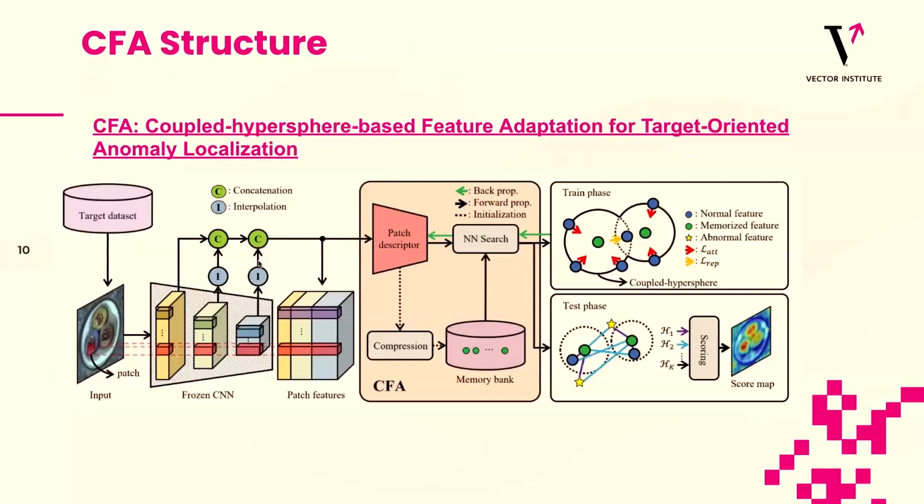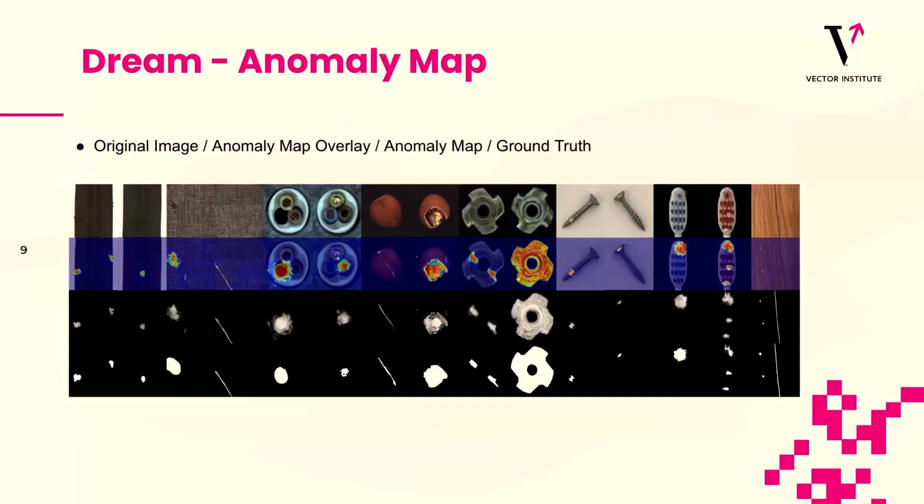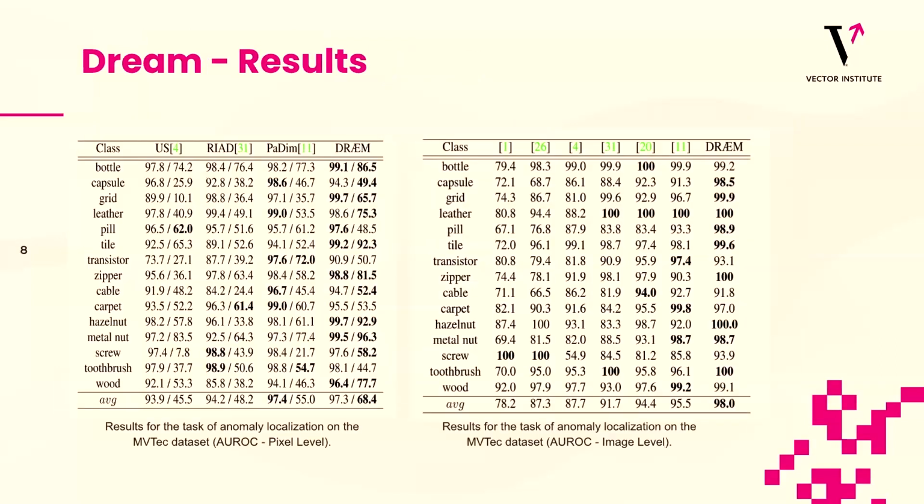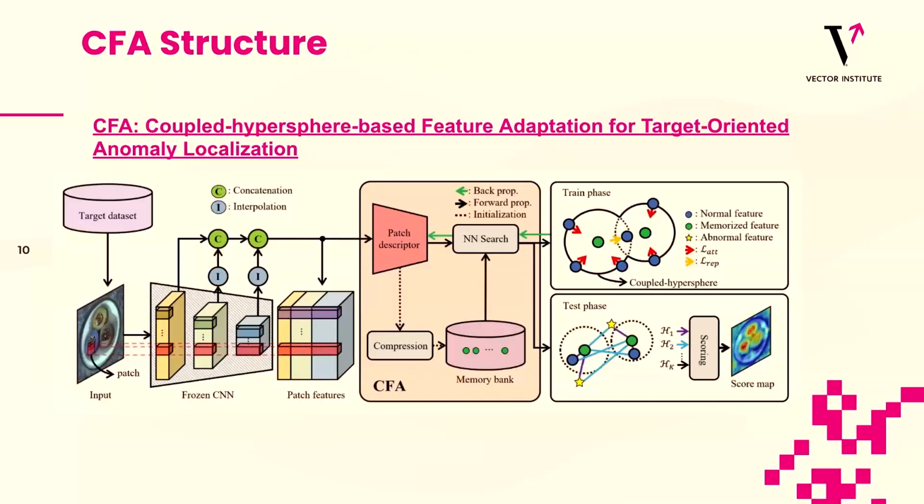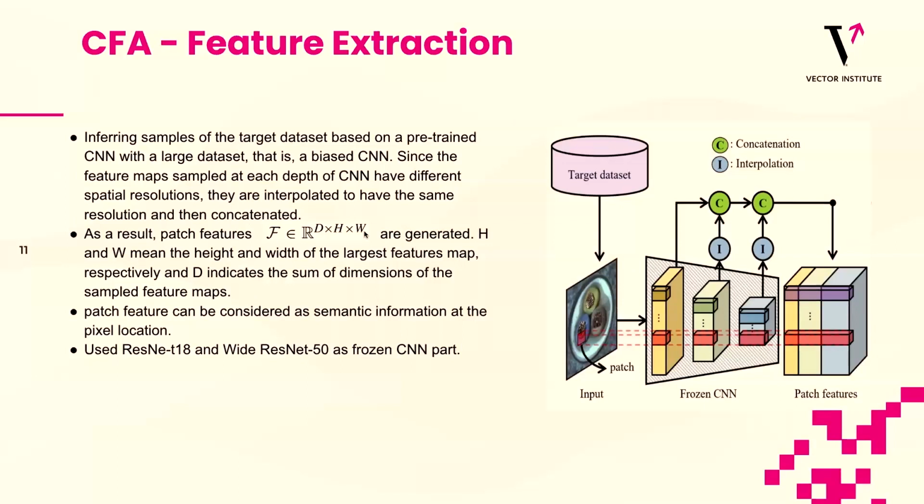As I mentioned here, they couldn't get a very good result on pixel-level annotation. So this is the main reason I want to talk about this method, CFA, that consists of 3 different parts: feature extraction, patch descriptor, and memory bank. For extracting the features, as you can see here, they use a pre-trained network. Here they use Wide ResNet-50.